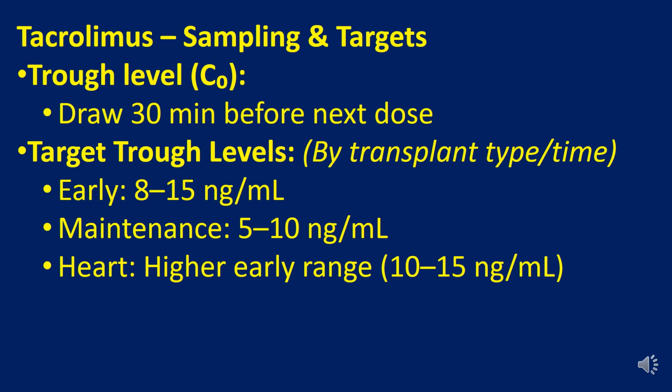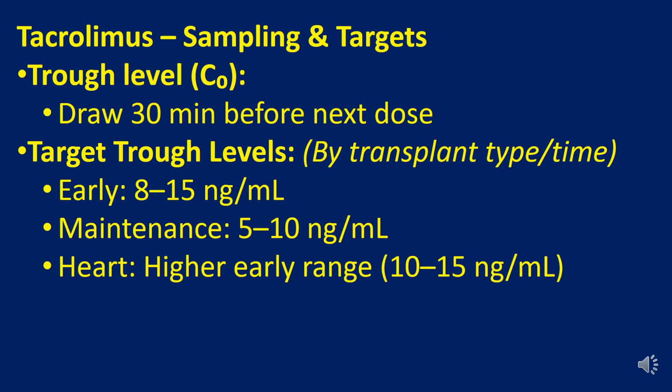Next we will look at sampling timing and targets. Measure trough concentration. Draw the blood sample within 30 minutes before the next oral dose, ideally just before the morning dose. Target trough concentrations vary by transplant type and time post-transplant.